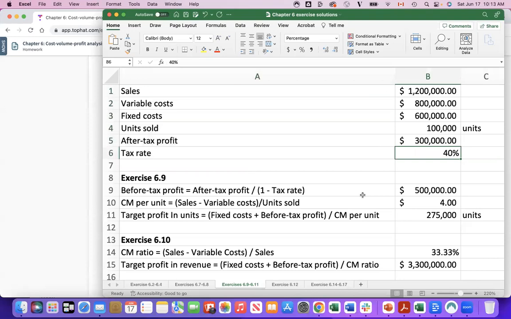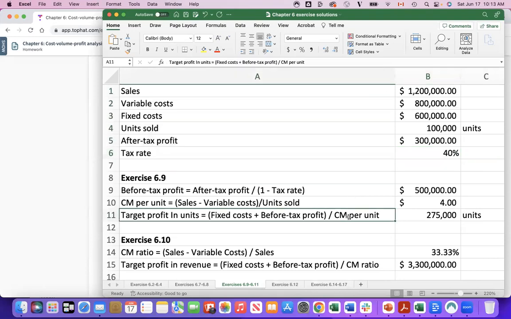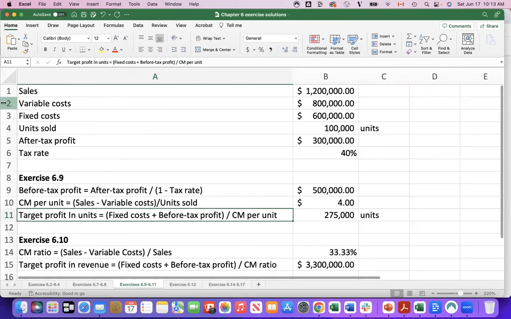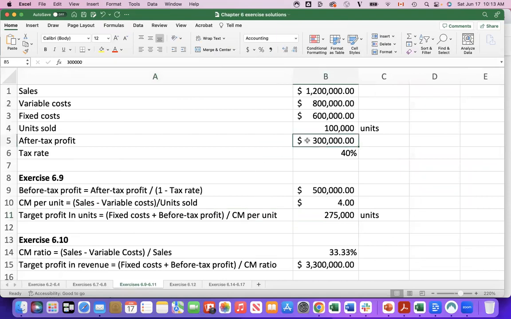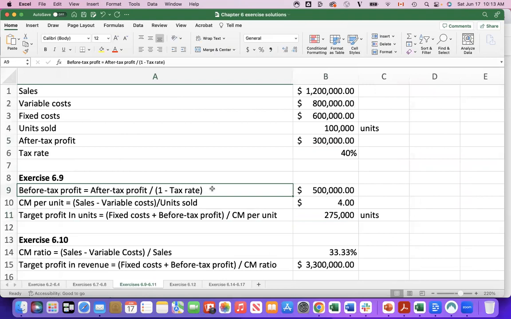Well, the formula for target profit in units is this third one here. The numerator is fixed cost plus before tax profit, divided by contribution margin per unit. Notice the profit they gave us was in after-tax dollars. We need to convert that to before tax dollars, so before tax profit. So how do we do that? Well, we take the after-tax profit and we divide it by 1 minus the tax rate.